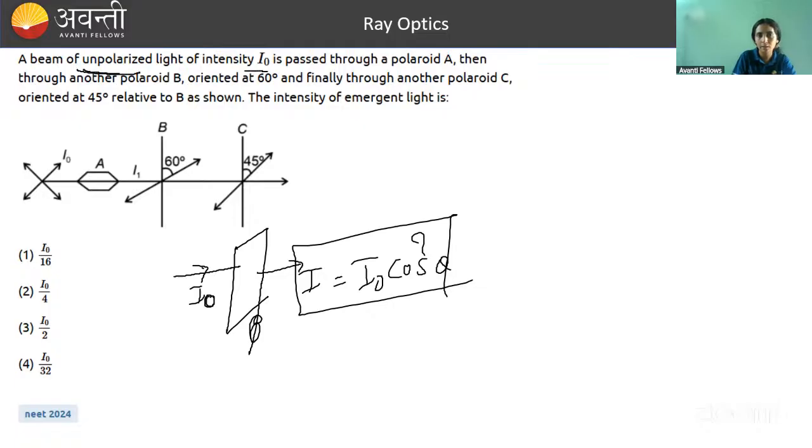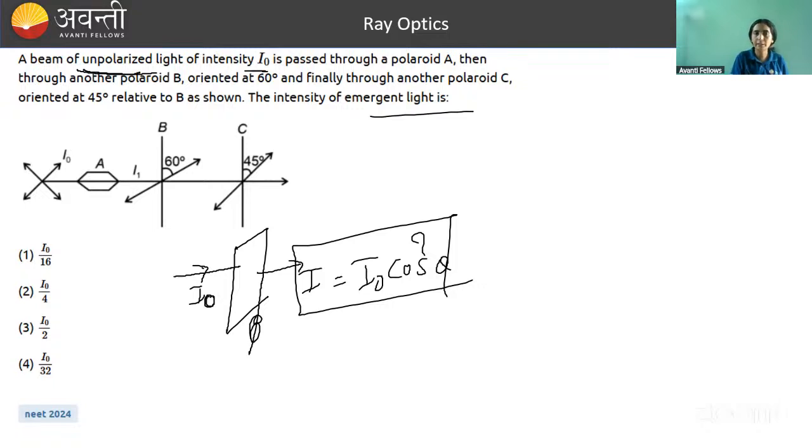Read here carefully. A beam of unpolarized light of intensity I naught is passing through a Polaroid A, then through another B, then through C, and finally through B. The intensity of emerging light through the final one will be what? This is the question, right?